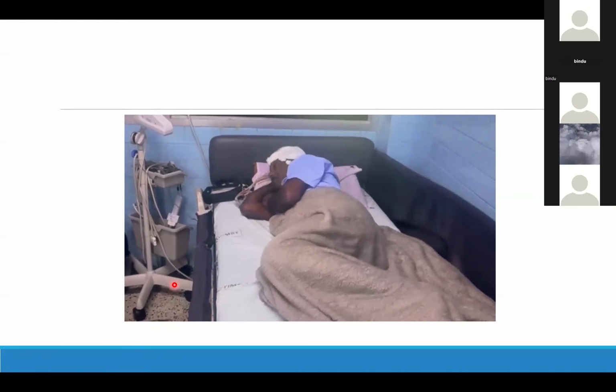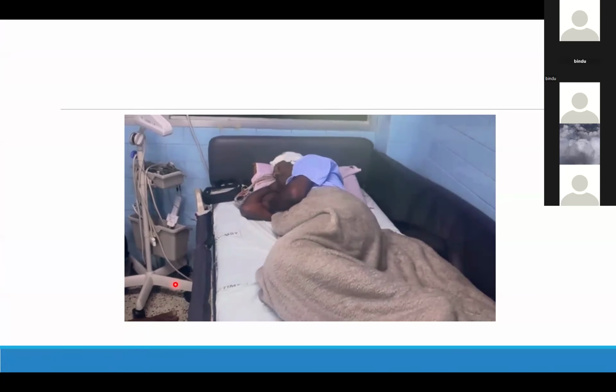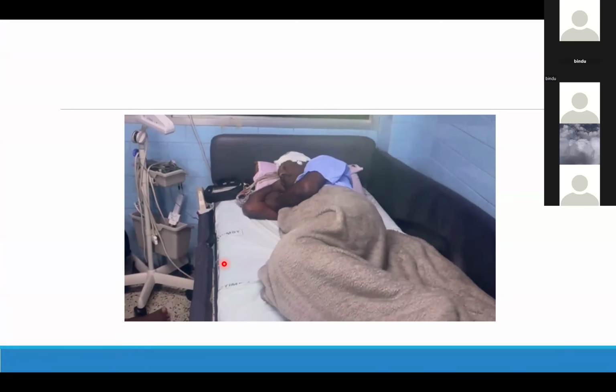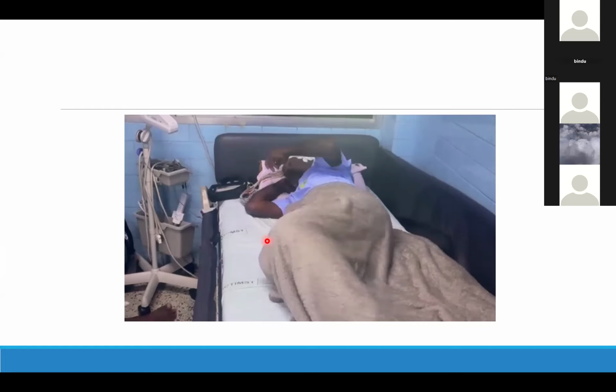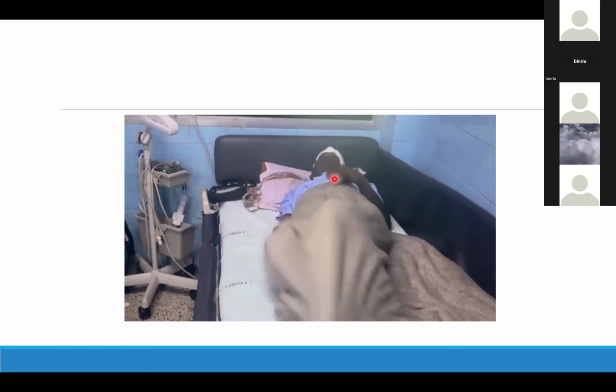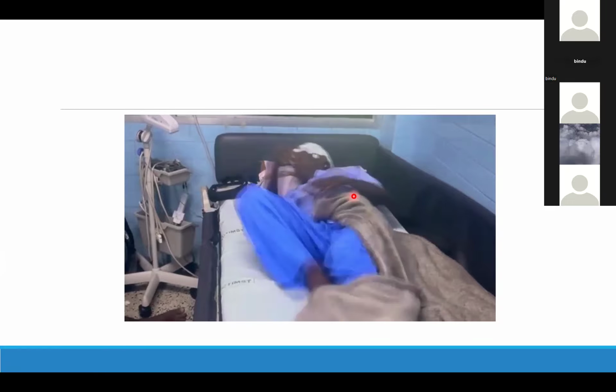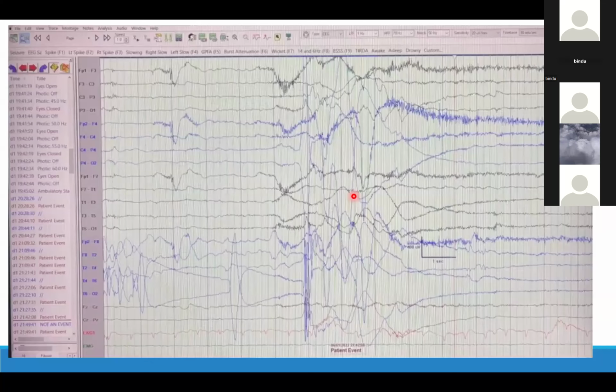This was the video showing faciobrachial dystonic seizures. Patient is lying awake in bed. There's a sudden left upper limb jerk that was notable. This was the corresponding EEG in the bipolar montage, which was marked by artifacts, and no definite correlates were found in any of his jerks.